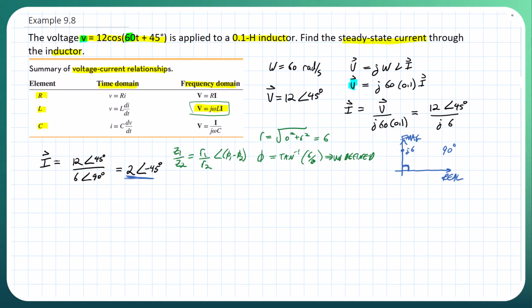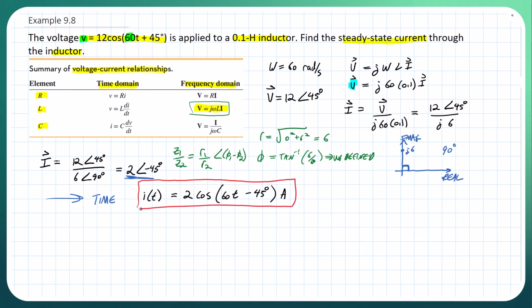Now we just have to put it in time domain. What that gives us is i of t equals 2 cosine of omega t, where omega is 60, so 60t minus 45 degrees, in amps, and that's the solution to this problem. So that's what we get for this problem.